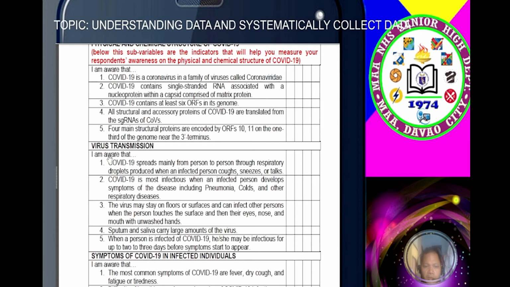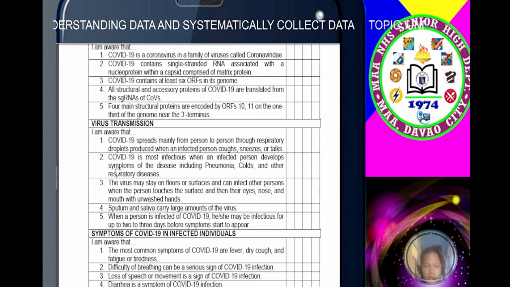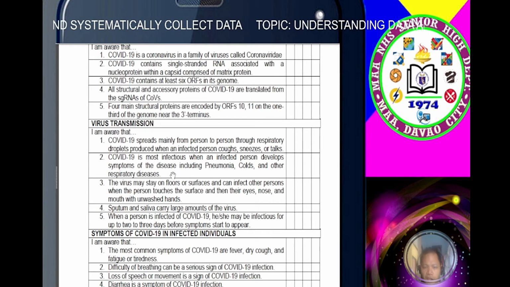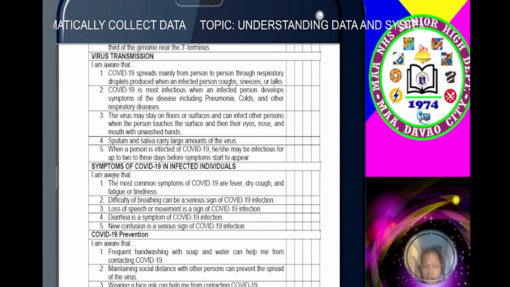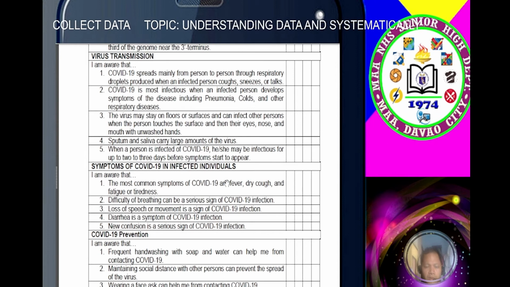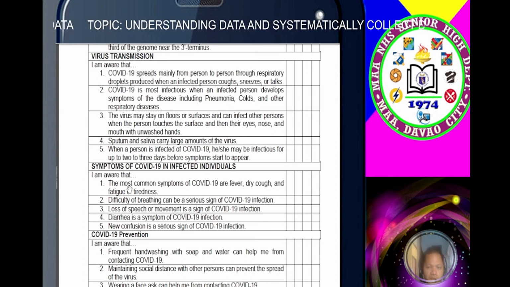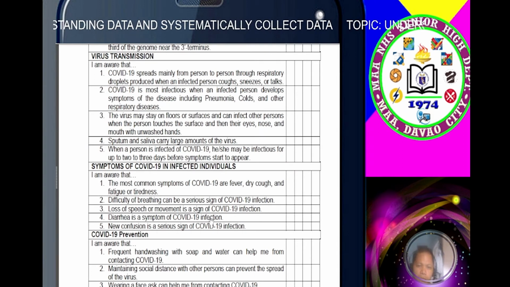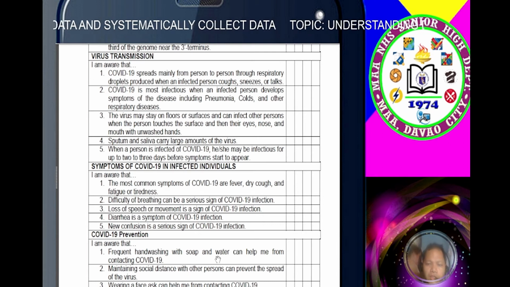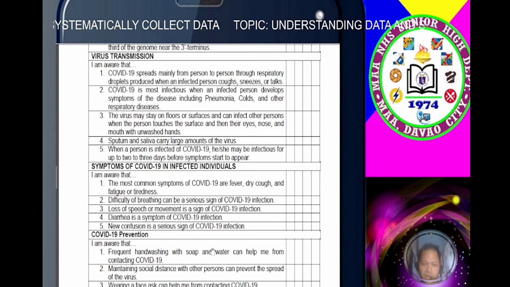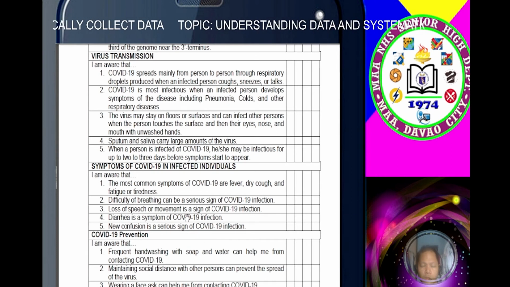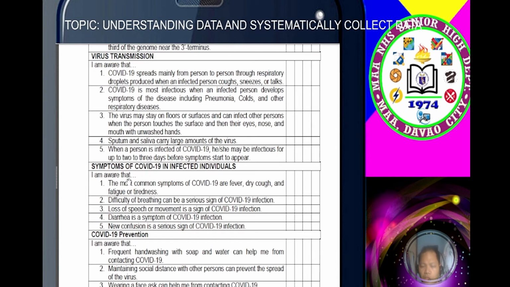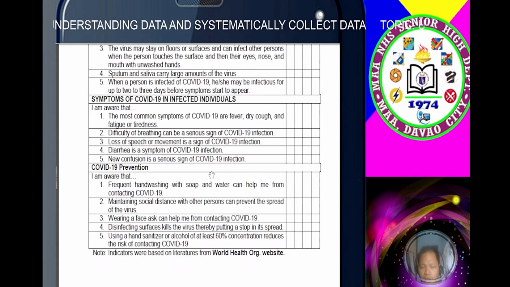Then another indicator, virus transmission. You have already 5 constructed questionnaire items. Then the third indicator, symptoms of COVID-19 individuals. As you can see, the question is related to the indicator here. Thinking about the symptoms, the most common symptoms of COVID-19 are fever, dry cough, etc. So make sure in constructing your questions, they must be related to your indicator.